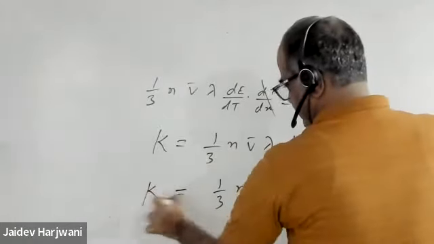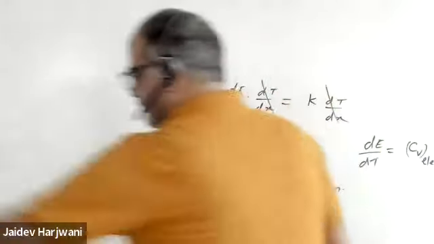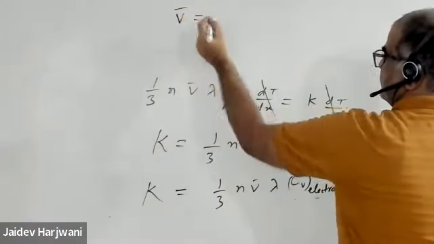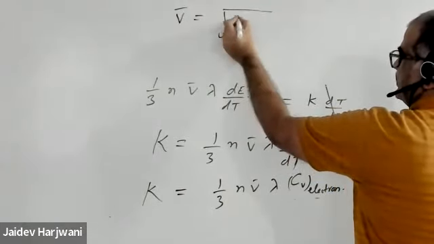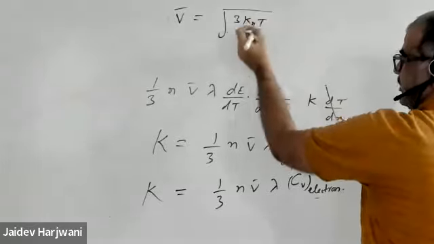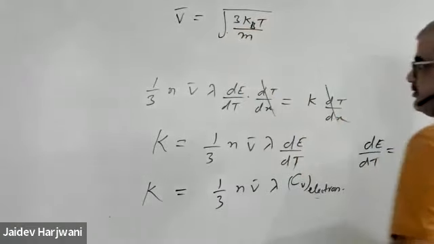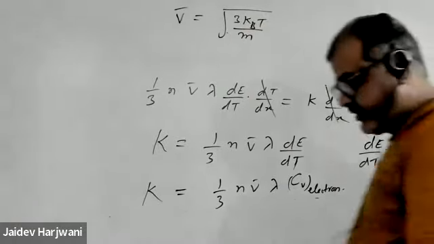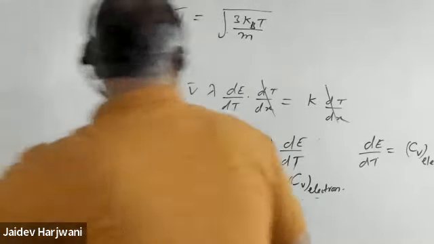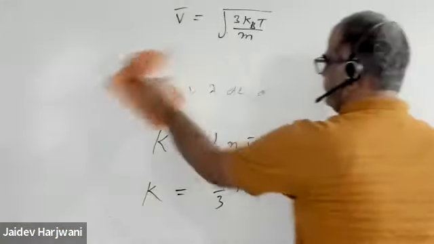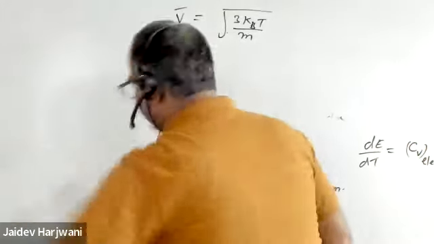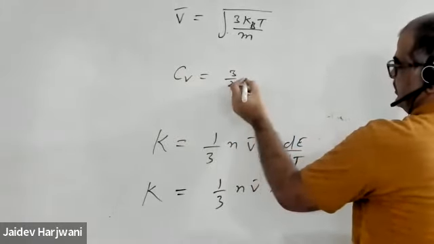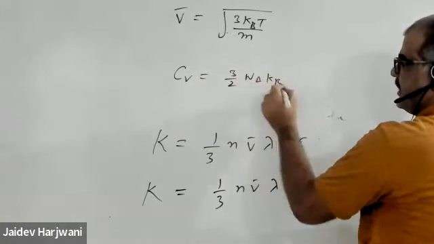Now let us simplify this more. I know this V is the average thermal velocity, which is equal to what? Yesterday we have seen, using only kinetic theory of gases in free electron theory, V is the square root of 3 kBT upon m. And what is the value of CV? Yesterday we have seen CV is 3/2 Na kB, that is 3/2 R.